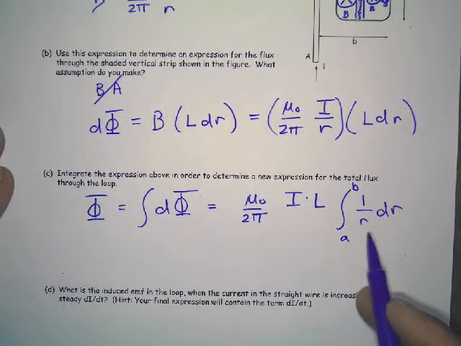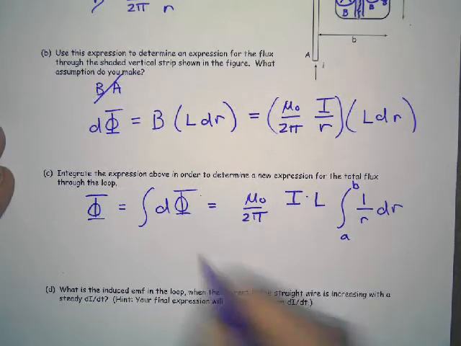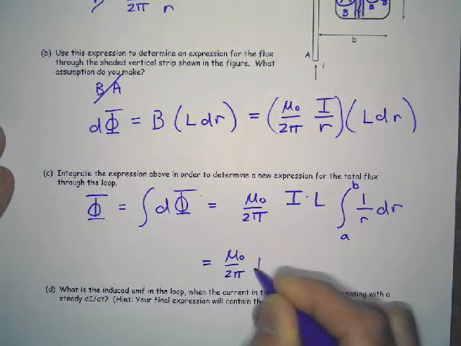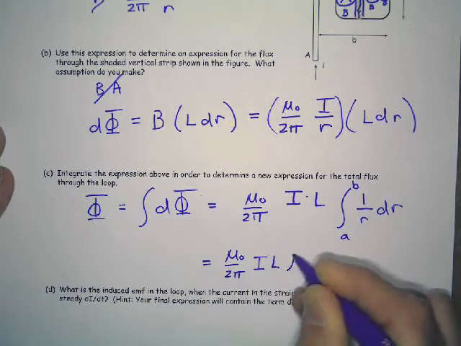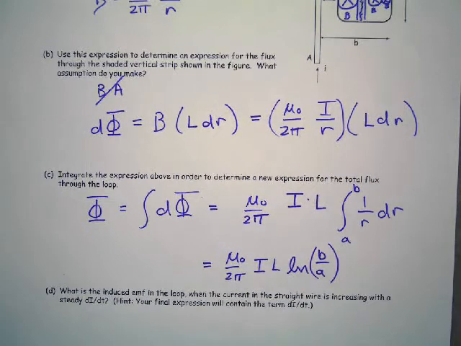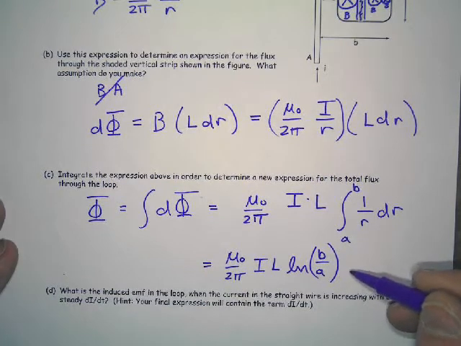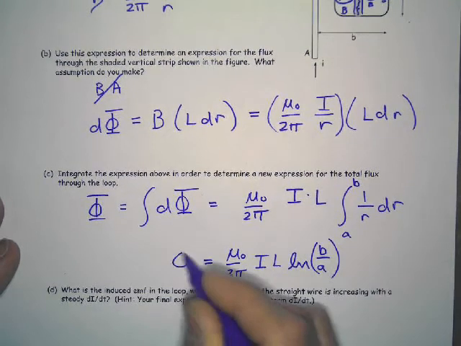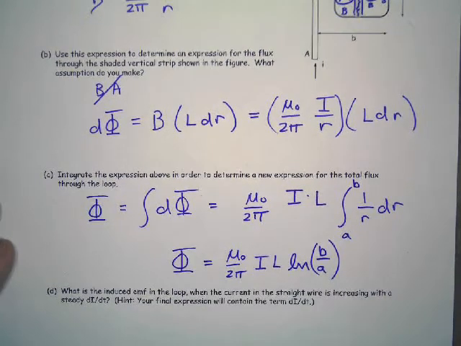All right. Now this integral is the natural log, and if you do those endpoints, this turns out to be the natural log of the quotient. And I hope you can demonstrate that to yourself, because it's the natural log of B minus the natural log of A, that becomes the quotient. Okay, so that's the magnetic flux through the loop.